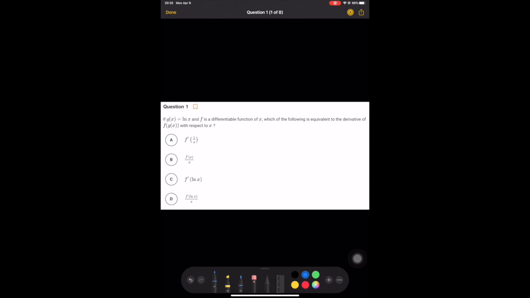If g of x equals ln of x and f is a differentiable function of x, which of the following is equivalent to the derivative of f of g of x with respect to x? Basically they're asking us to find d dx of f of g of x. Notice this is composition of functions, f of g of x. So what we need to use is chain rule.